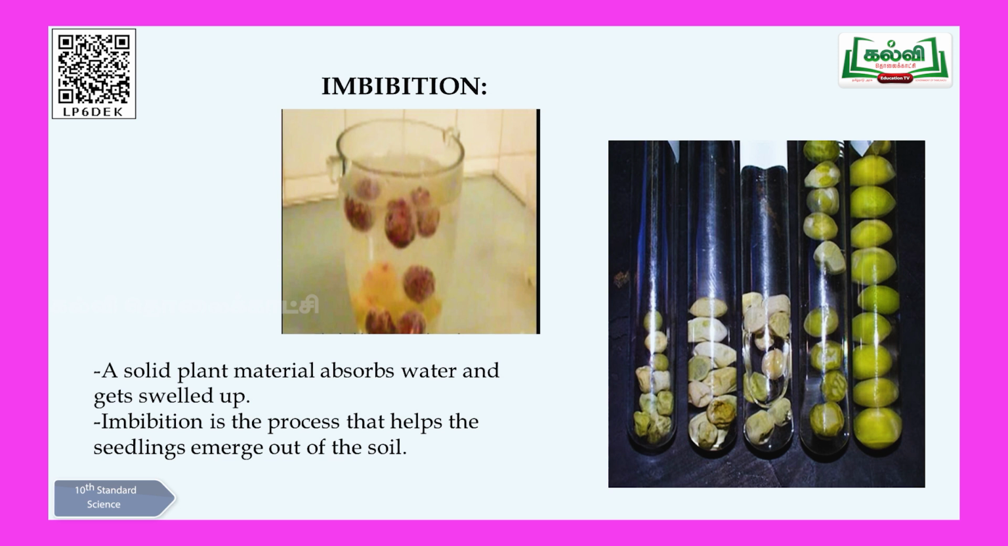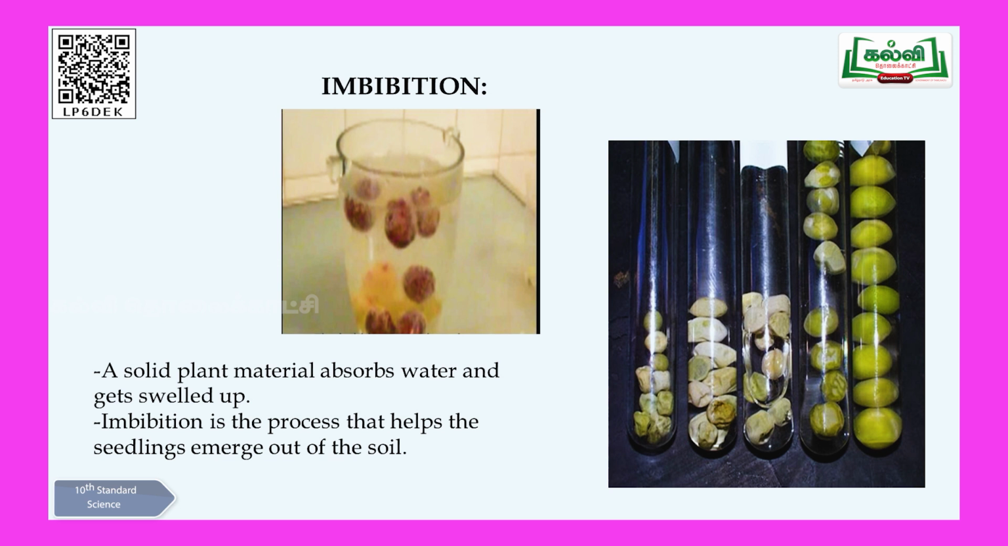Here I have given, as per the textbook, seeds. When seeds are buried under the soil, you know very well, if imbibition is not there, seedlings will not come out, because they must imbibe water, they must absorb water. Then they will be swollen, then they burst out, and only then the sapling comes up. So, this is what is called imbibition. Imbibition is nothing but a solid plant material absorbing water, thereby becoming swollen.